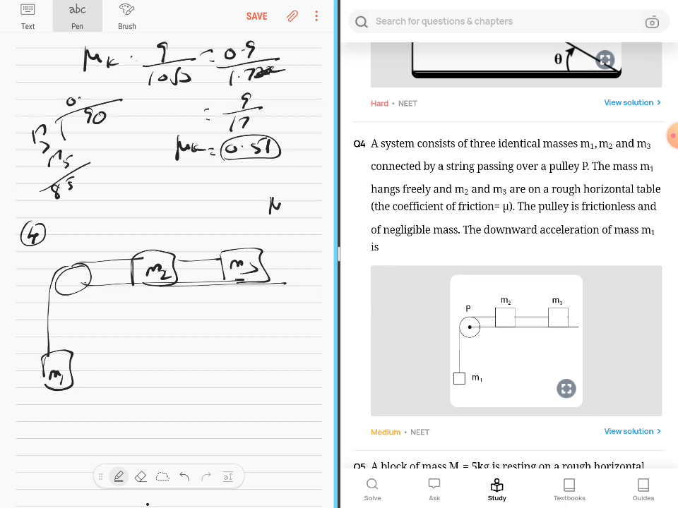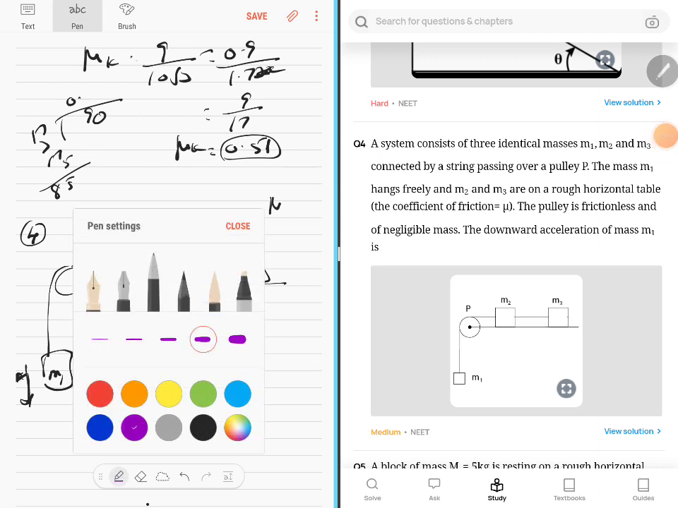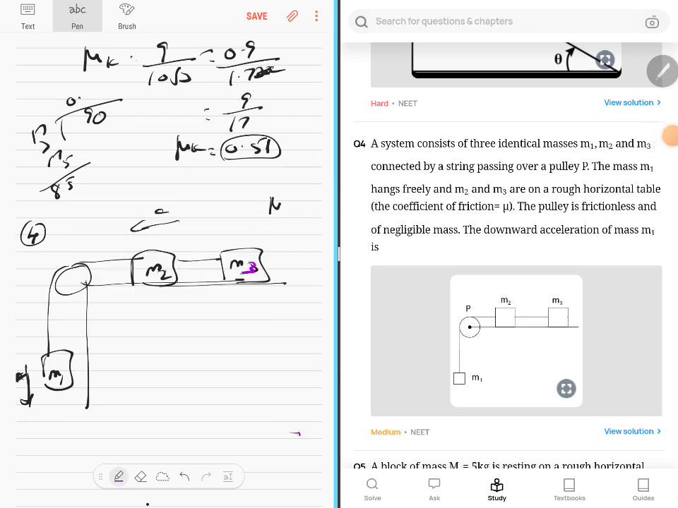The pulley is frictionless and of negligible mass. The downward acceleration of mass m1 is... If m1 accelerates downward with an acceleration a, the others are also going to go towards the left. Since there are 2 blocks, we have to be careful with m2 and m3. It's going to accelerate to the right; there will be f2, the friction here, and f3, the friction here, and obviously a tension here and a tension here.